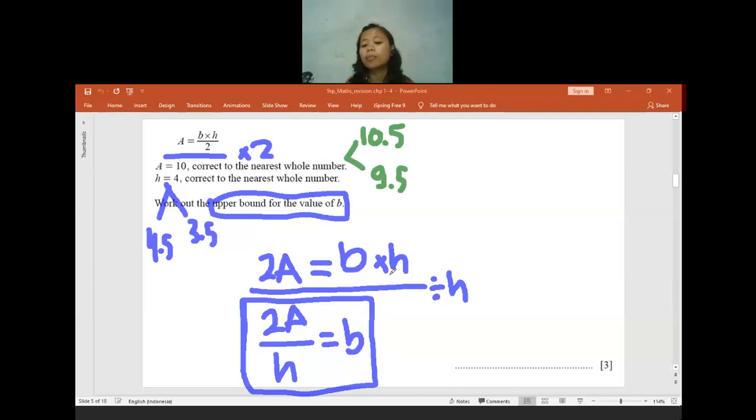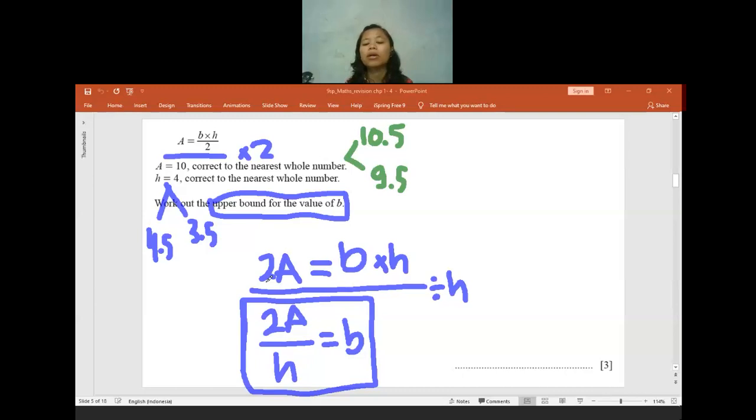Now I need the b as the subject, but here the b is multiplied by h. So to cancel the multiplication by h, I need to do the opposite. That's why on both sides I divide by h. 2a by h will be left as 2a by h still. B times h divided by h will be left as b. So now we have b equals 2a by h. Here we see that it is a division. So now we can find the upper bound of division.